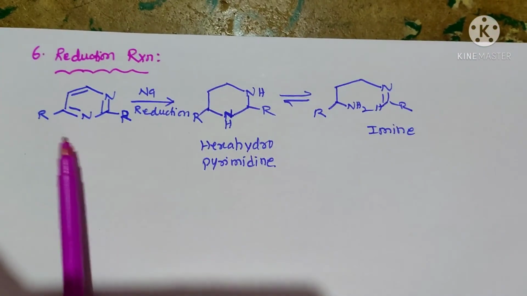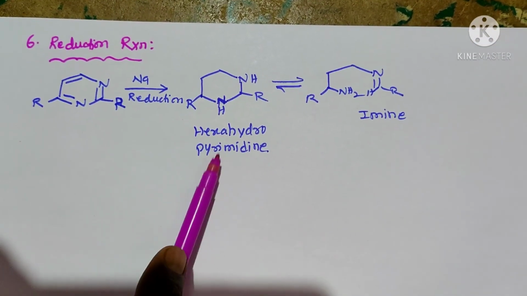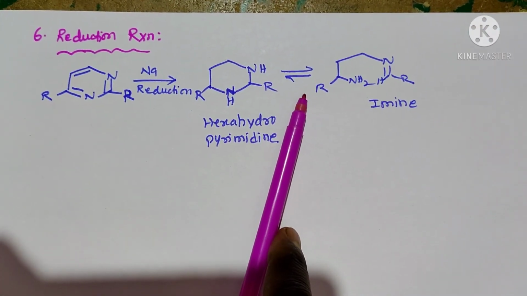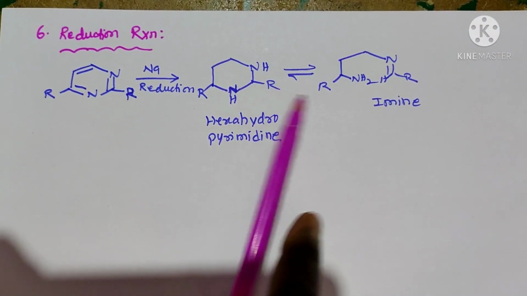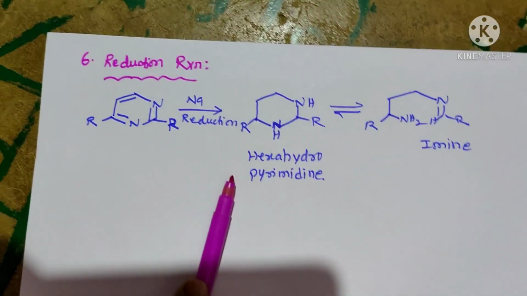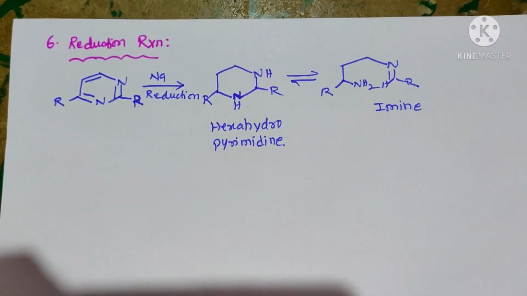When it is treated with sodium, it undergoes reduction and we get the hexahydropyrimidine. This undergoes tautomerism, ring cleavage, and we get the unstable imine. So this is about the reduction of the pyrimidine. These are some reactions of the pyrimidine.